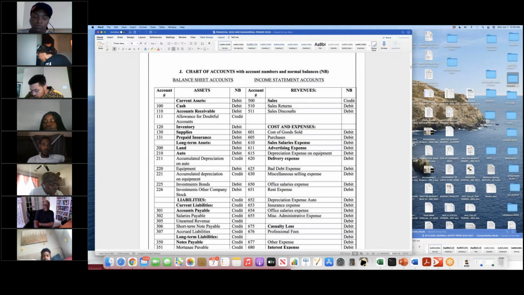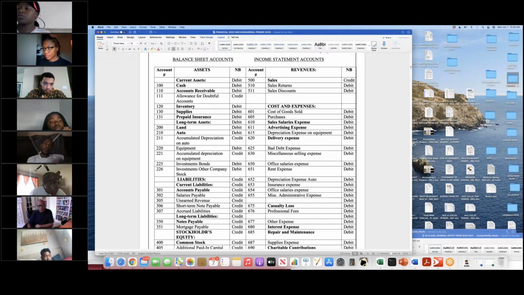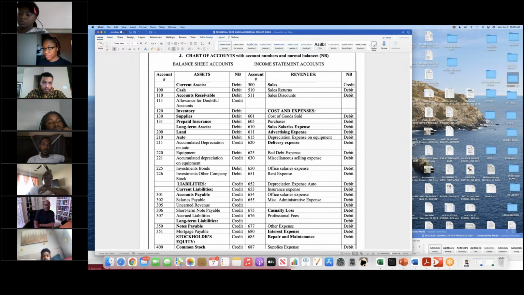Now here's our chart of accounts, and we said that in our chart of accounts, we have these account numbers that we have to utilize. You have to utilize the right account, hopefully. And then we have the normal balance. What's the normal balance for cash? Debit. The number is 100, and we normally expect it to have a debit balance. So what if it doesn't have a debit balance?